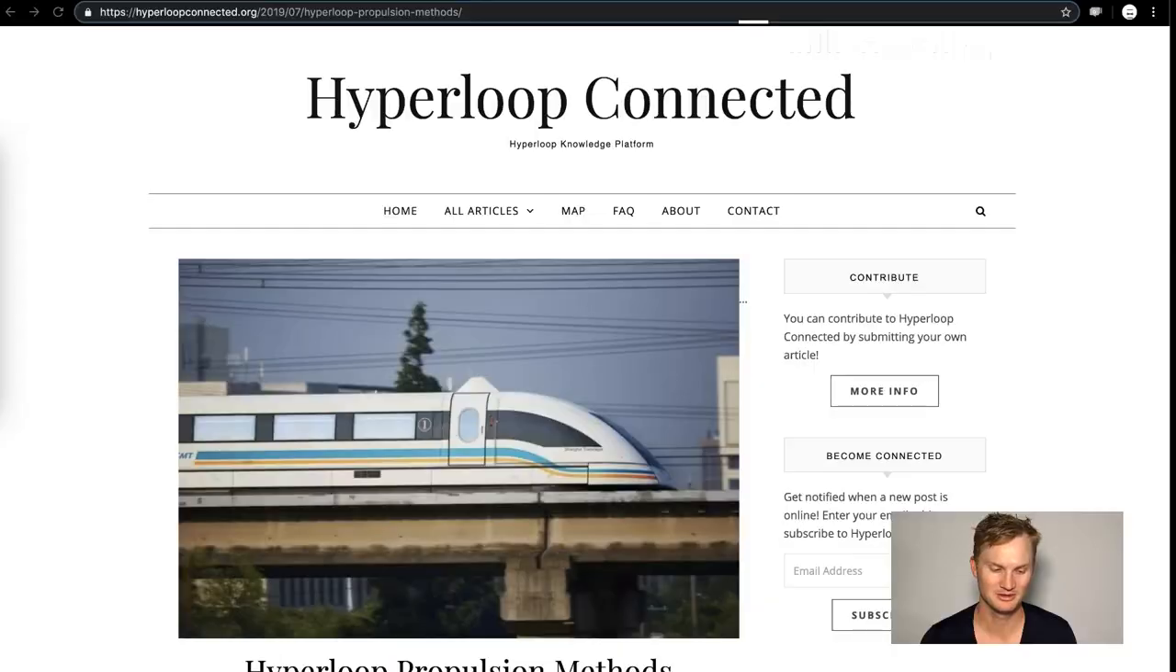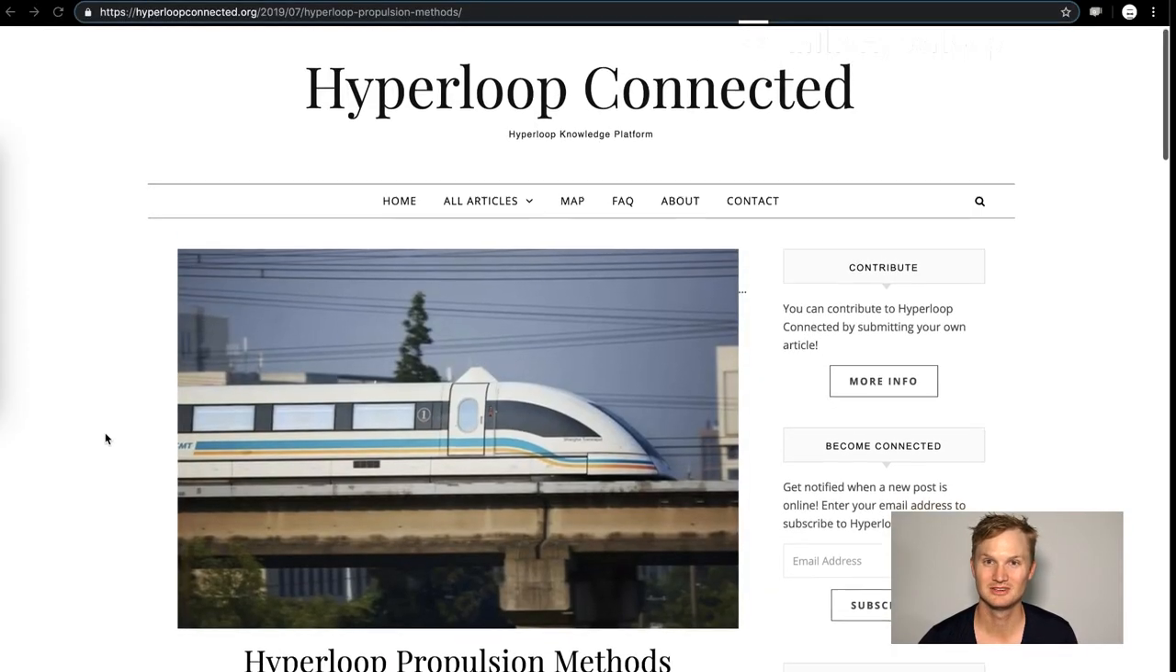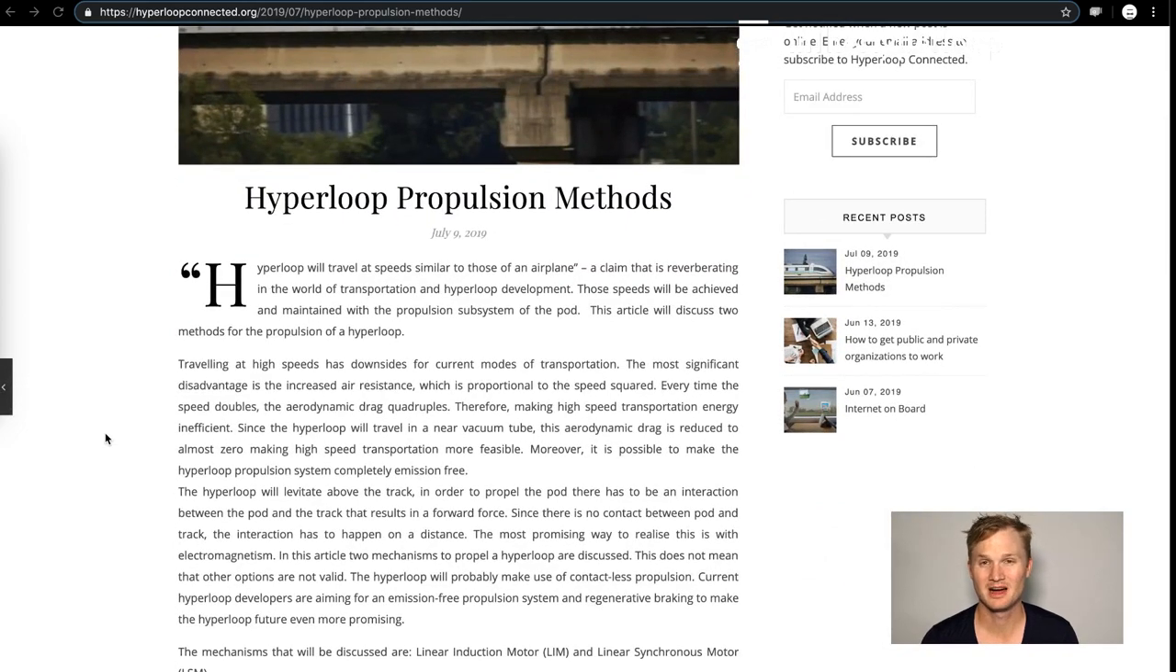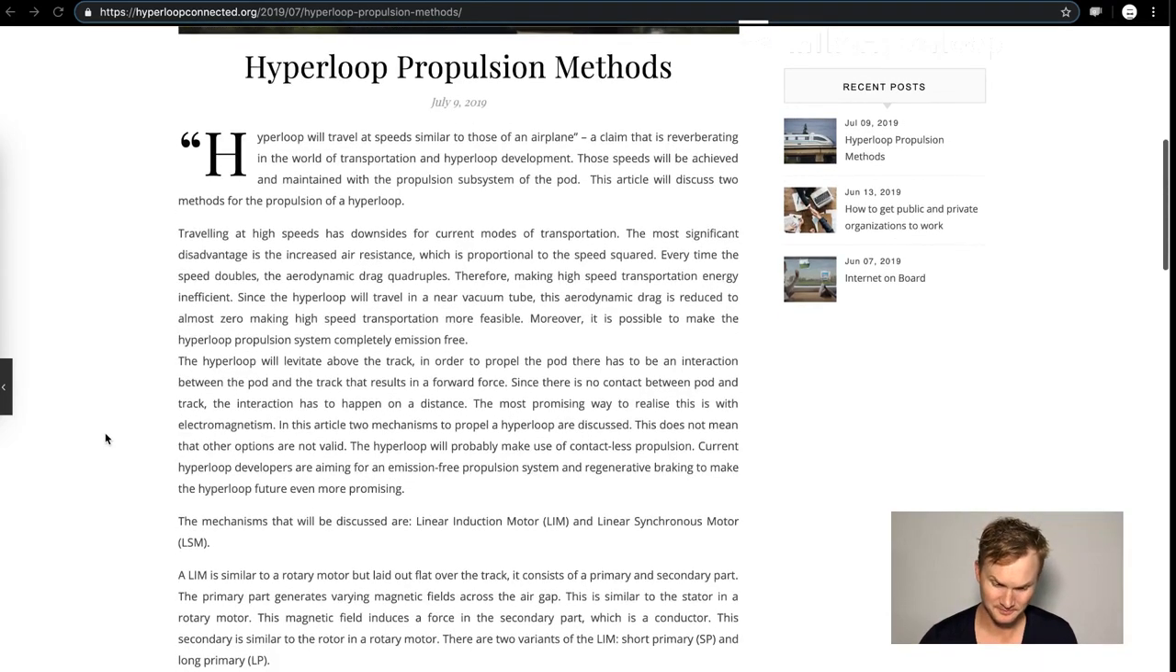In this brief video, we're just going to go directly into Hyperloop propulsion methods. This website, Hyperloop Connected, is really good. During this pod competition, we saw many different kinds of propulsion methods, but the one that really won the day was linear induction motor. Of course, Hyperloop Connected is the place to go for all types of technical information on Hyperloop.